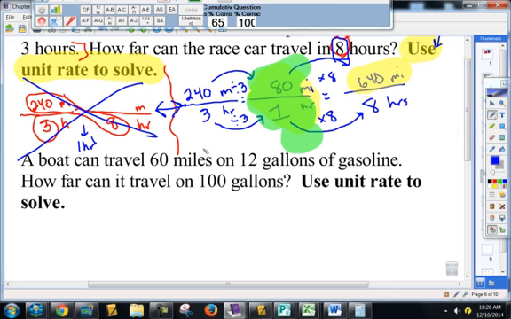So would it make more sense to figure out how many miles per gallon in your unit rate, or figure out how many gallons per mile? Yeah. Why? It's giving us a number of gallons. We want to get this to 1 of whatever that is. Because then if I can figure out how many miles per gallon, 1 gallon, then I can just multiply it by however many gallons I want to know about. Okay? Go ahead and do that.